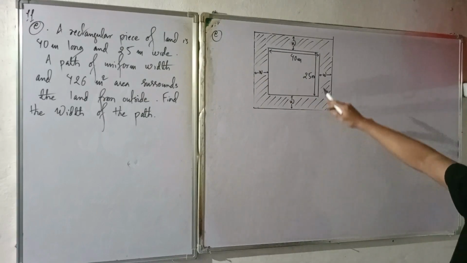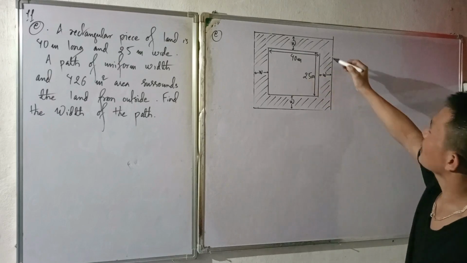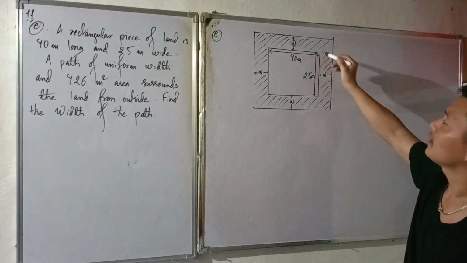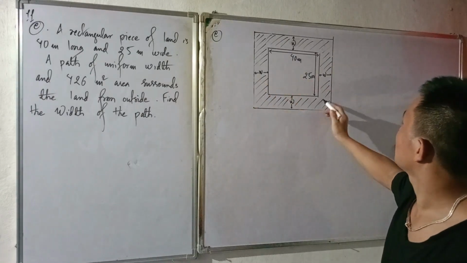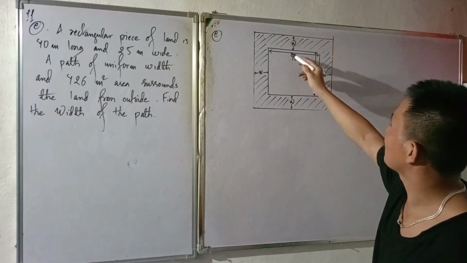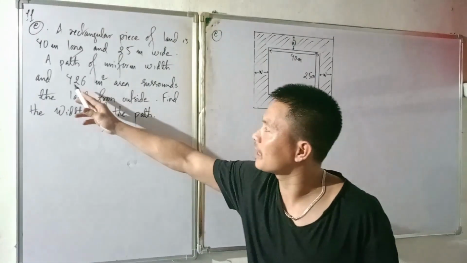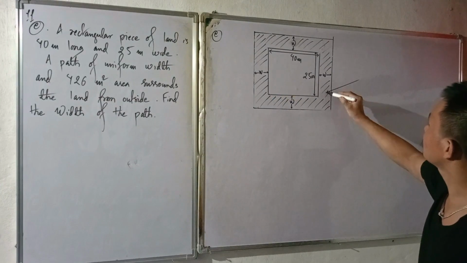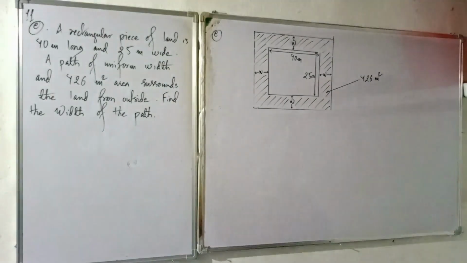Okay, so in this case, look, the area of this outer part which has uniform width and surrounds the rectangular field is given. The area is given as 426 meter square. That means this area is given, 426 meter square. Okay then.